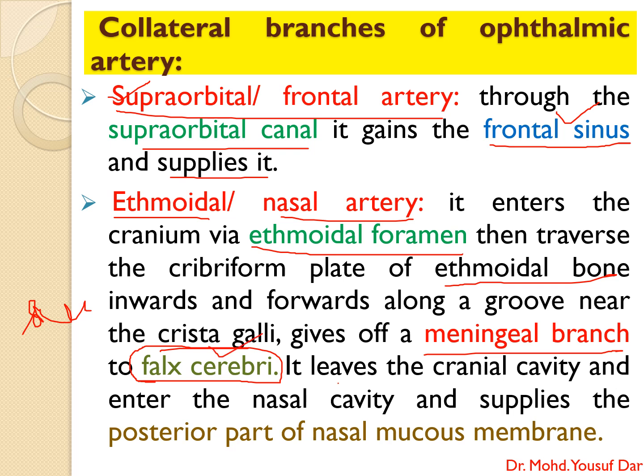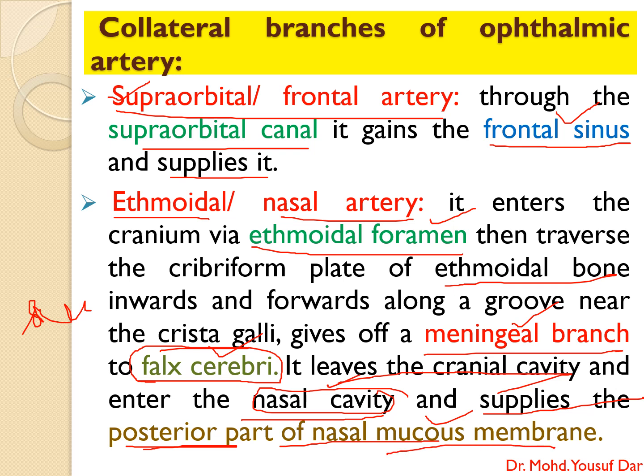Then the ethmoidal artery leaves the cranial cavity and enters into the nasal cavity via a foramen. From the cranial cavity it goes to the nasal cavity and supplies the nasal mucous membrane, the posterior part. So it supplies the posterior part of the nasal mucous membrane. It enters the cranial cavity through the ethmoidal foramen, where it gives a meningeal branch to the falx cerebri, and then from the cranial cavity it goes into the nasal cavity through a foramen and supplies the nasal mucous membrane.